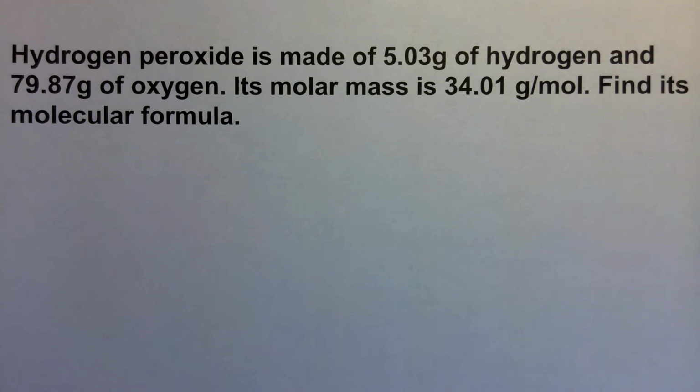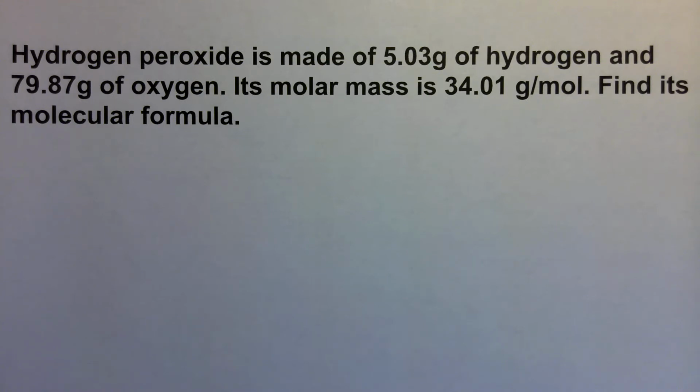Alright, for our last example, we are going to be taking it a step further, where we've previously looked at empirical formula, so the lowest mole ratio possible. Now we're going to be looking at the molecular formula, which is to say what's the actual proportion of the atoms of different elements within a compound.